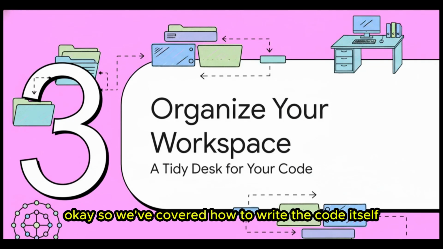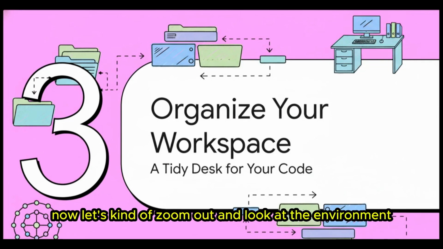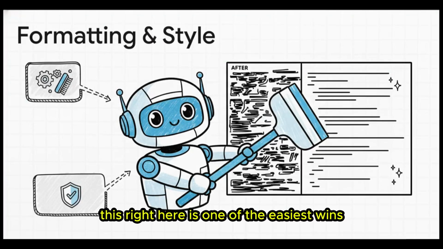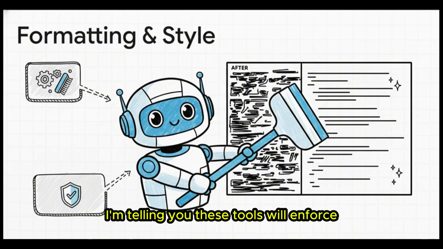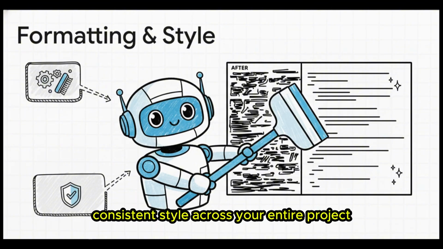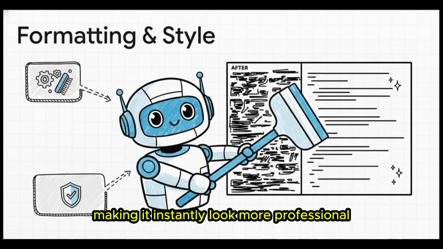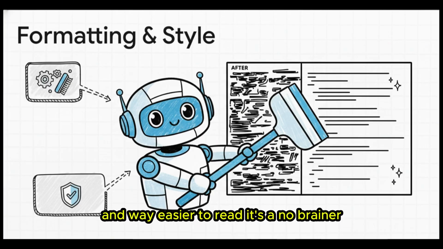Okay, so we've covered how to write the code itself. Now let's zoom out and look at the environment where that code lives, because a clean project structure is just as important as a clean function. This right here is one of the easiest wins you can possibly get. Use automatic formatters and linters. I'm telling you, these tools will enforce consistent style across your entire project. It's like having a little robot that follows you around and tidies up your code, making it instantly look more professional and way easier to read.